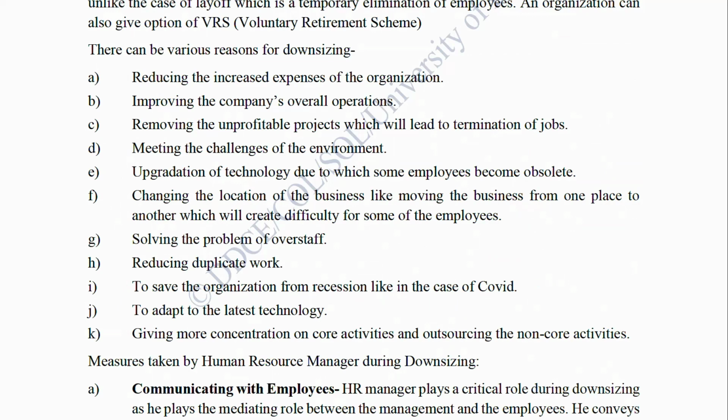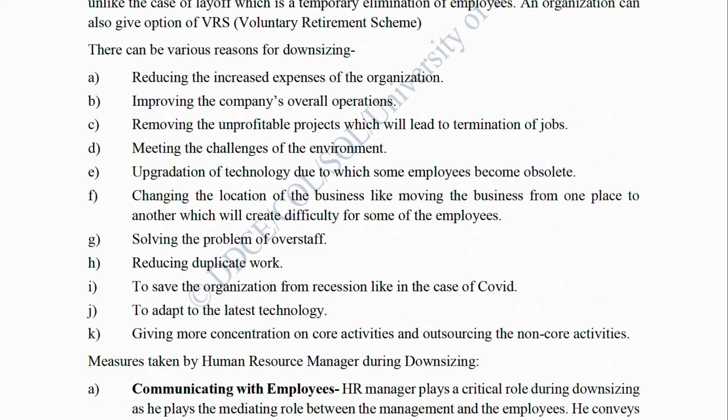Number 1, reducing the increased expenses of the organization. Number 2, improving the company's overall operations. Number 3, removing the unprofitable projects which will lead to termination of jobs. Number 4, meeting the challenges of the environment. Number 5, upgradation of technology due to which some employees become obsolete.